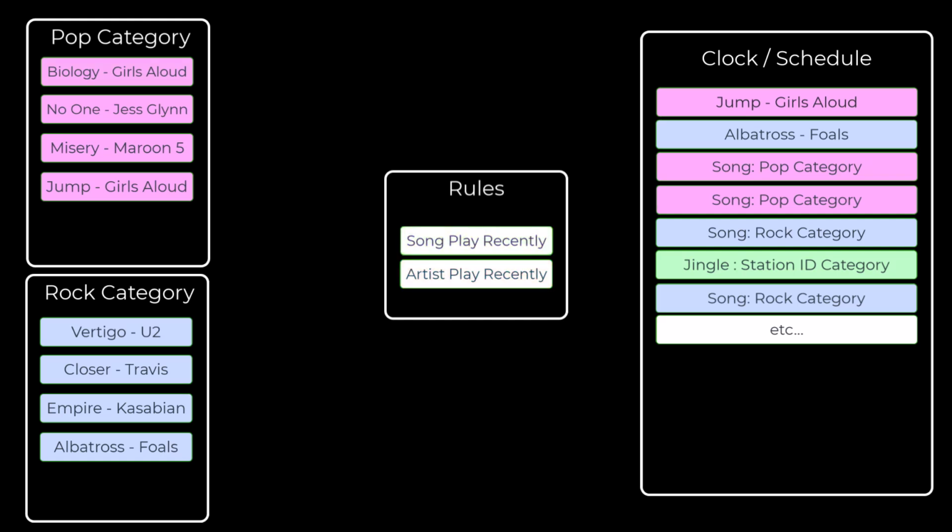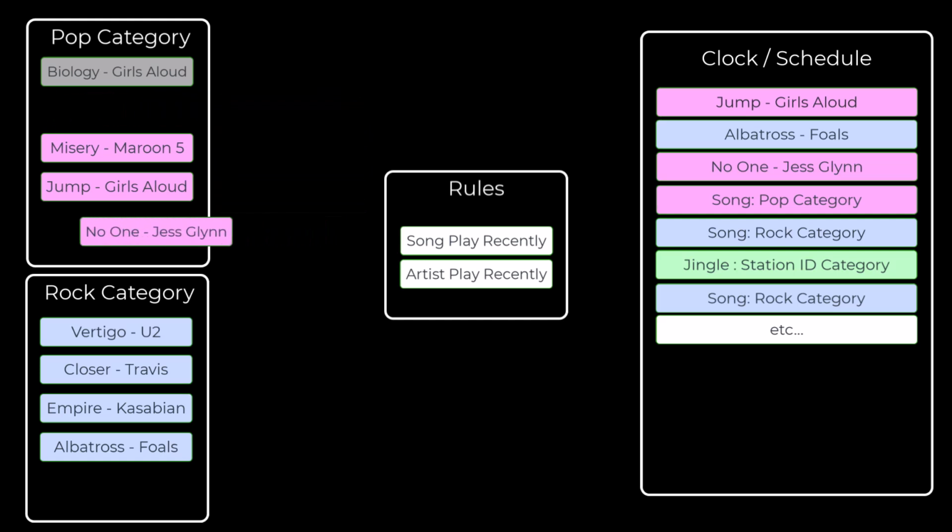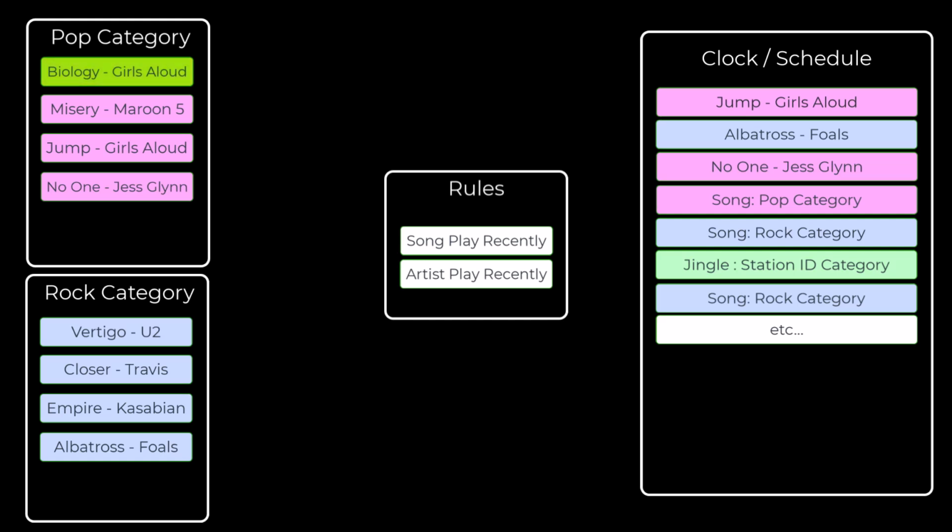So, with the top item in the pop category not able to be scheduled without breaking any rules, Myriad Schedule will look at the next item in the category deck and check it against the rules. In this example, the next song in the pop category deck is No One, by Jess Glynn. Assuming it passes all the rules, it can be added to the third slot in the hour being scheduled. The Jess Glynn song is then moved to the bottom of the deck for the category. Note that Biology remains at the top of the category deck, so that it can be scheduled once the rules allow it.